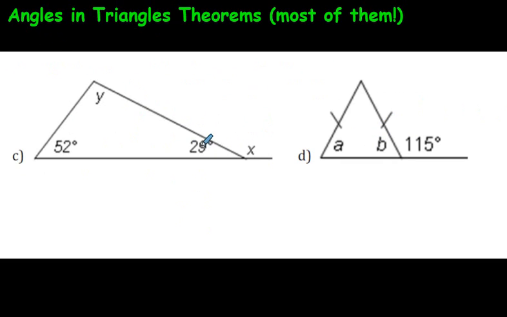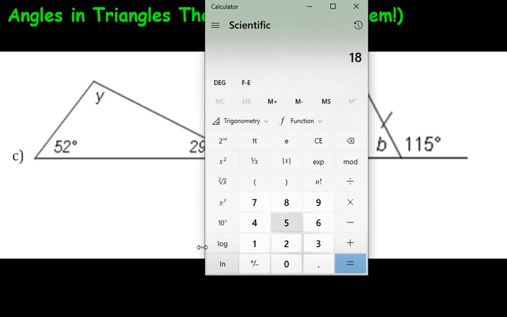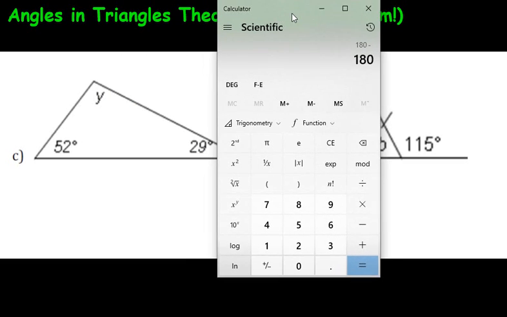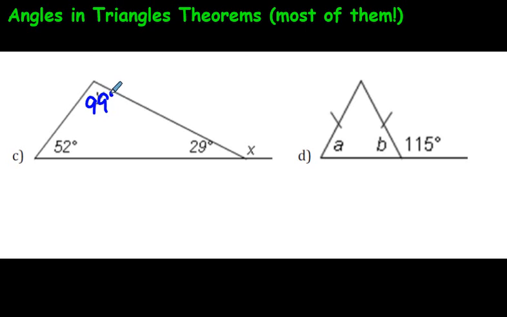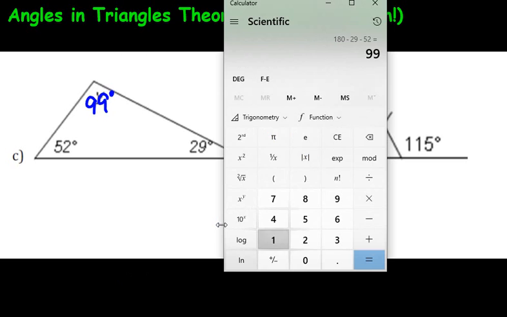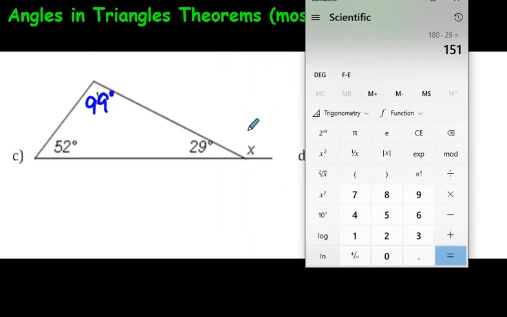Here is a question. Okay, again, we know that there's a few options here. 180 minus these two will give us Y. Okay, so 180 minus 29 minus 52, that will give us, okay, that's 99 right here. 99 degrees. And 180, which is a straight line, minus 29 should give us X. So 180 minus 29 should give us X, which is 151.